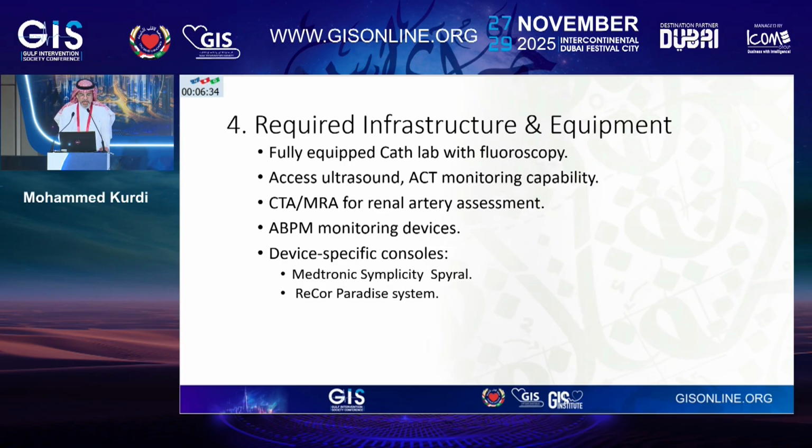We need a CTA or an MRA before the procedures for renal artery assessment, looking for accessory renal arteries, because that one you could miss, and 25% of patients have more than one accessory renal artery, which is very interesting. The devices you need at the clinic include blood pressure monitoring for at home. If not, you can handle it with a proper home reading for 7 days.